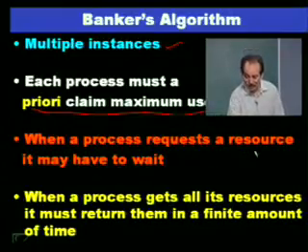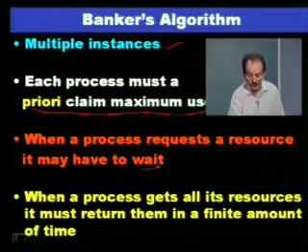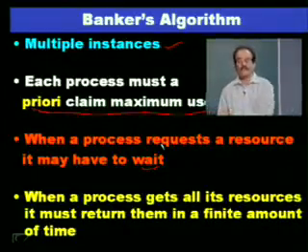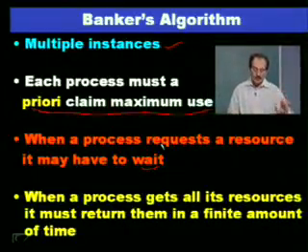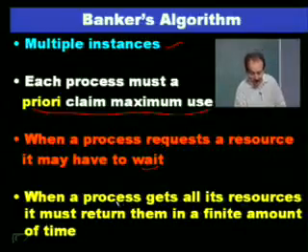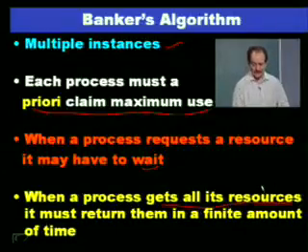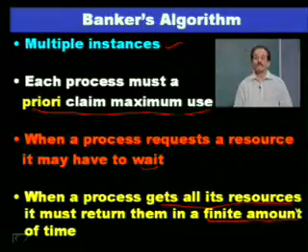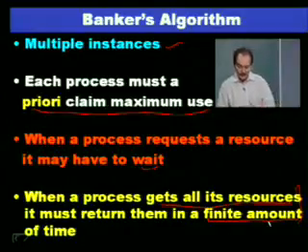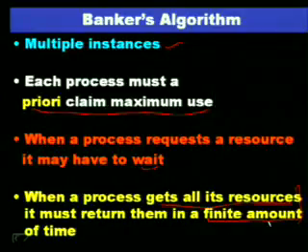And when a process requests a resource, it may have to wait. This is what we say. The moment I request a resource, I must wait. There is no automatic allocation of the resources to me once I look for a resource. Now, when a process gets all its resources, it must return them in a finite amount of time. This is another very important characteristic of resource allocation. The moment I allocate some resource to someone, that must be returned in a finite amount of time.